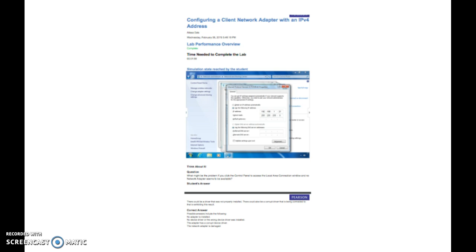Configuring a client network adapter with an IPv4 address. This was also interesting to me because it gave you a basis of what we had done in the lab just before it, but also showed that IP address aspect from the beginning of the simulation.